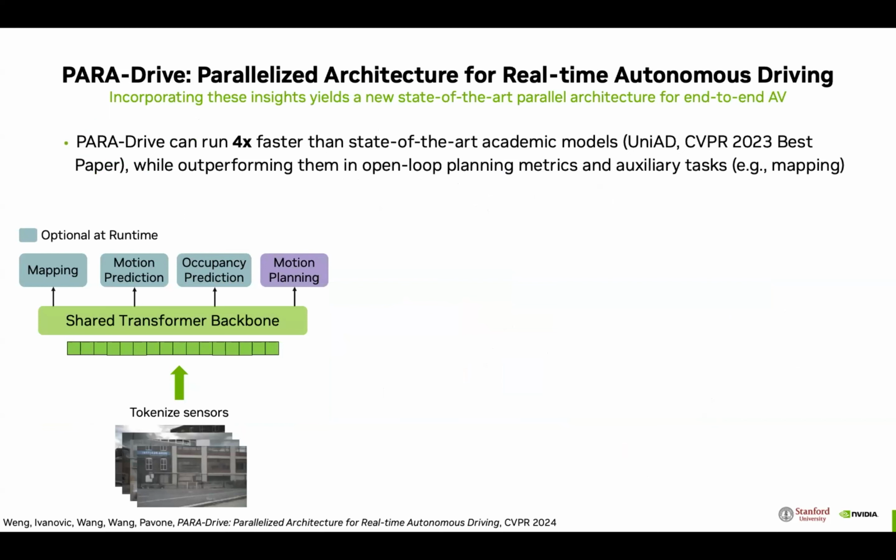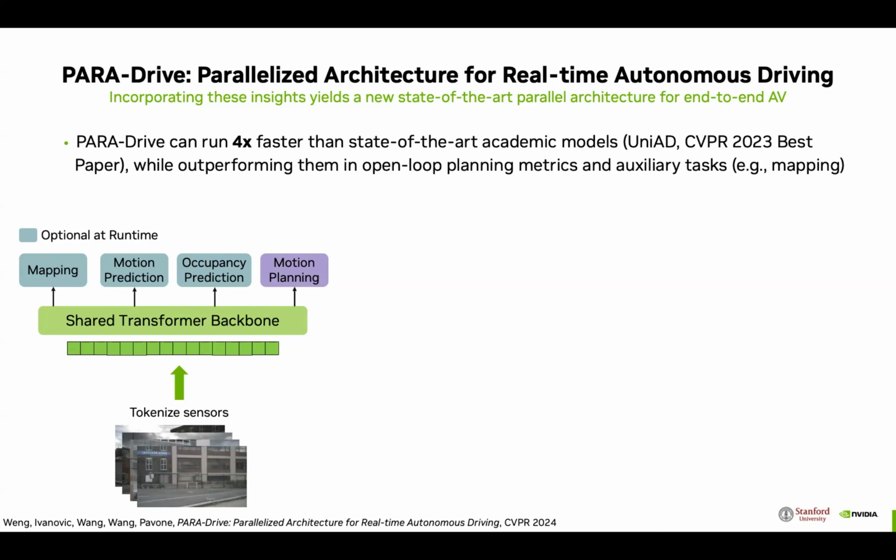And long story short, after an exhaustive experimentation of different architectures, we observed that one of the simplest possible architectures you can think of seems to be one of the most effective ones. This architecture, we refer to it as ParaDrive. It entails a transformer that takes multi-camera images as input and produces outputs in parallel for 4 key tasks for autonomous driving, namely mapping, motion prediction, occupancy prediction, and motion planning.